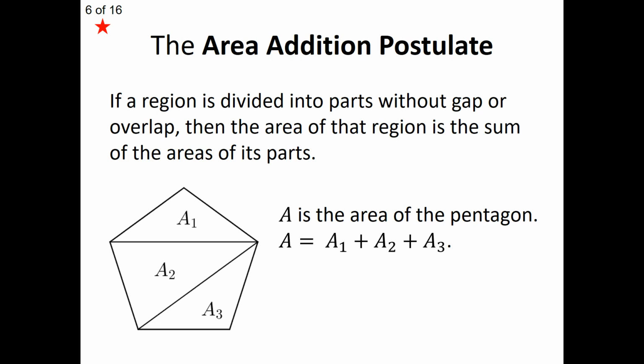That in our example here, we've got this pentagon, and let's say that A is the area of the pentagon. That means the area A is equal to the sum of those three subregions, A sub 1, A sub 2, and A sub 3. And those three then together make up the area of the whole thing.